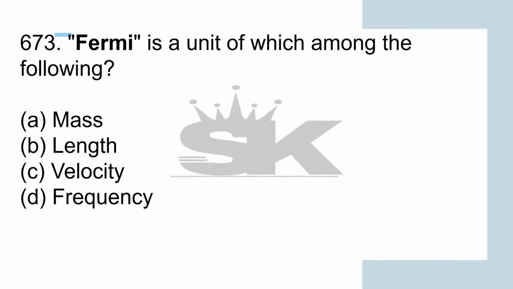Fermi is a unit of which among the following? Fermi is a unit of length. A unit of length used to measure nuclear distance, that is equal to 10 to the power of minus 15 meters. It is called Fermi. One Fermi equals 10 to the power of minus 15 meters.